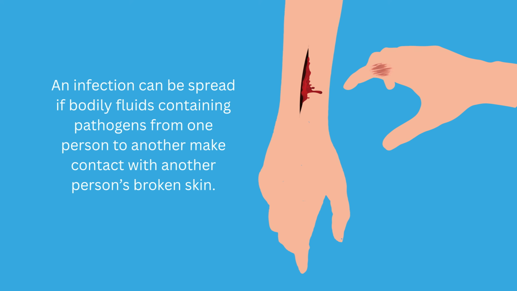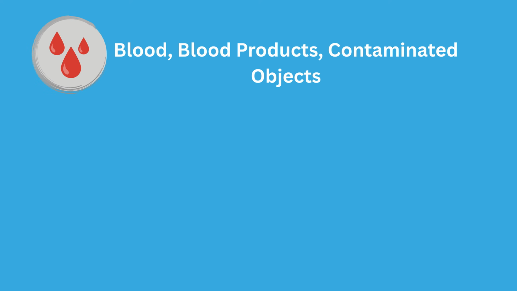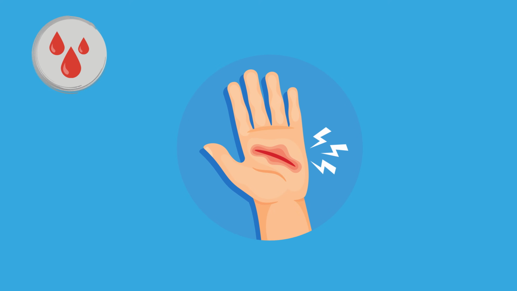An infection can be spread if bodily fluids containing pathogens from one person to another make contact with another person's broken skin. Blood, blood products, and blood-contaminated objects are the most likely carriers of bloodborne pathogens. You may encounter blood in the workplace if your coworker is bleeding or has broken skin. Blood could also be on a sharp object that has cut someone or on a work surface a coworker used during an injury.